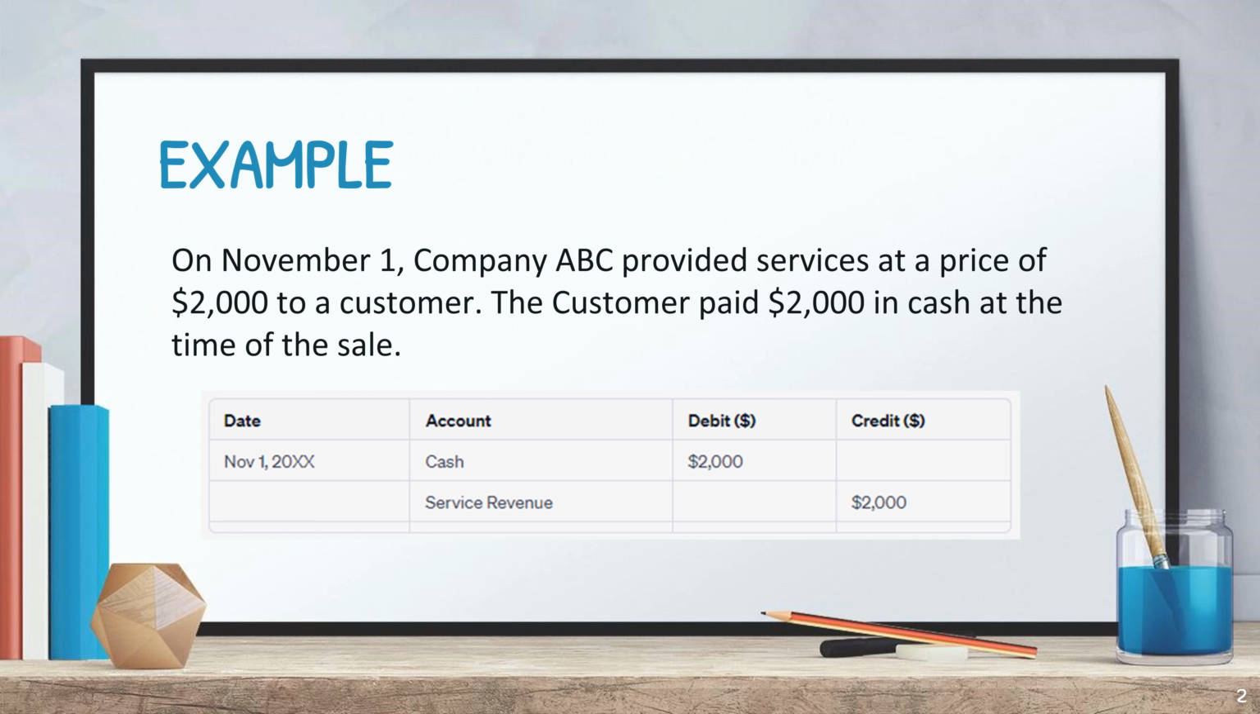In this journal entry, we have two accounts: cash and service revenue. Since the customer paid in cash, we debit the cash account to record the cash received. Simultaneously, we credit the service revenue account to recognize the revenue earned from providing services.